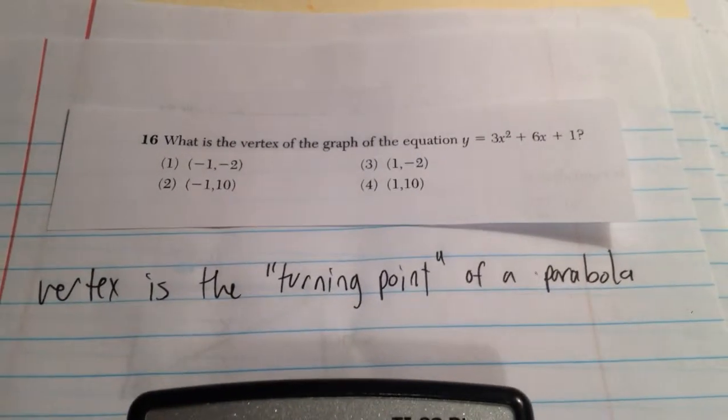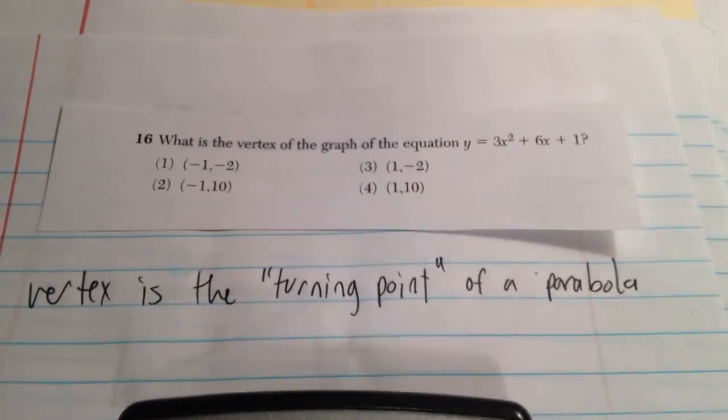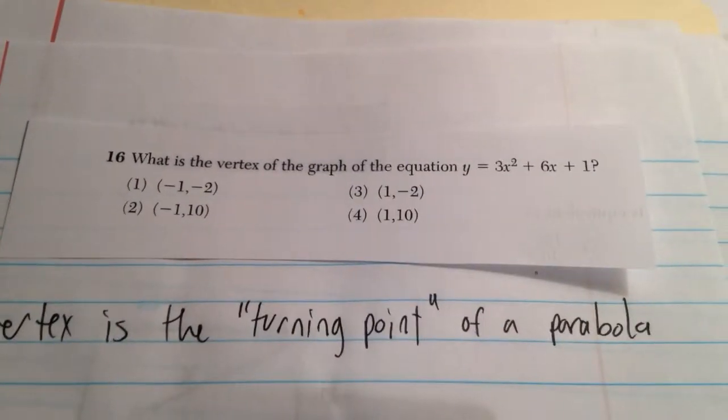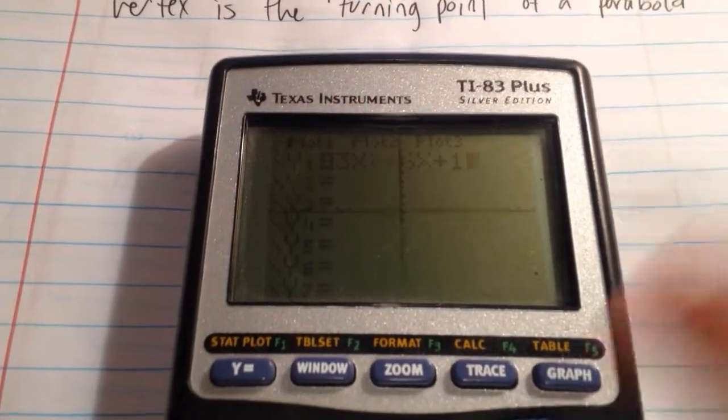Number 16 asks, what is the vertex of the graph of the following equation? Remember, the vertex is the turning point of a parabola. So what I'm going to do is I'm going to put this into my graphing calculator as such. 3x squared plus 6x plus 1, hit graph.